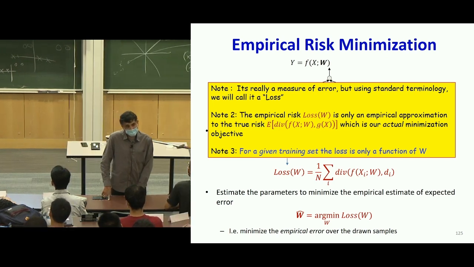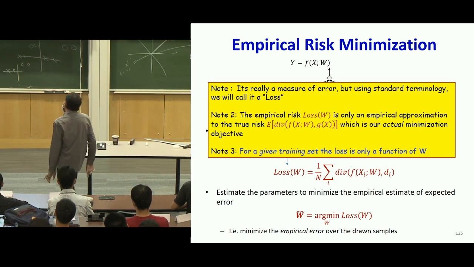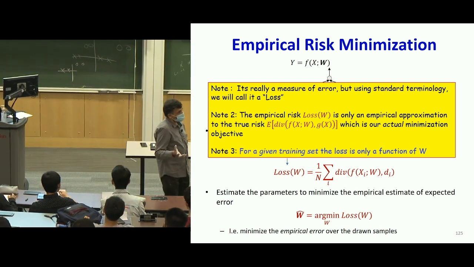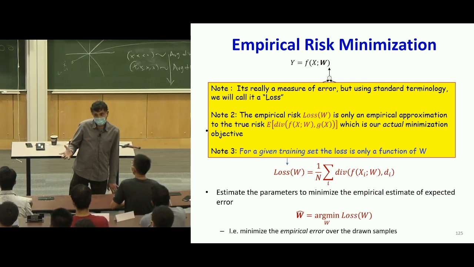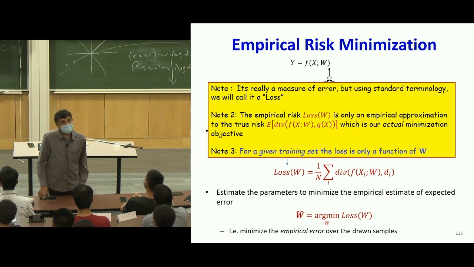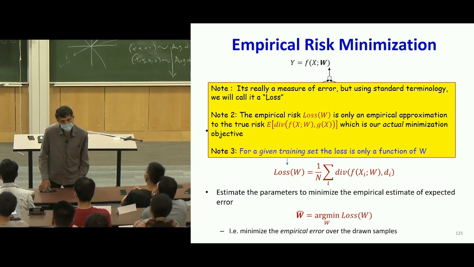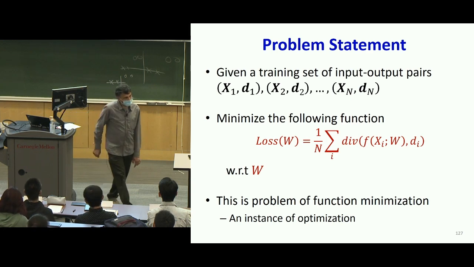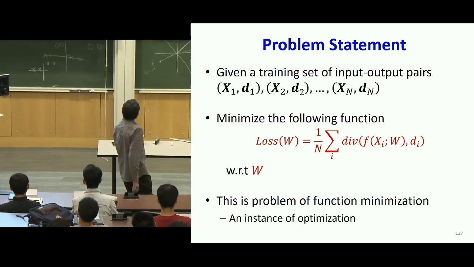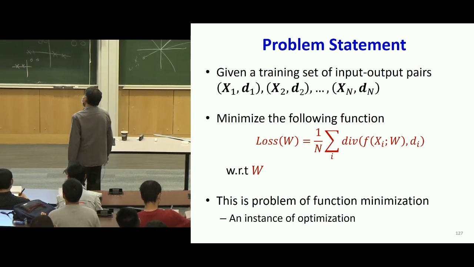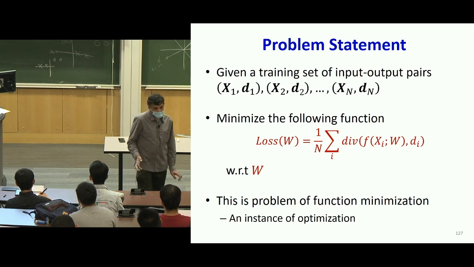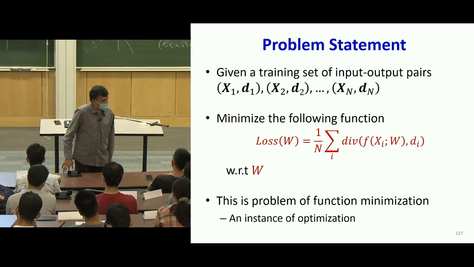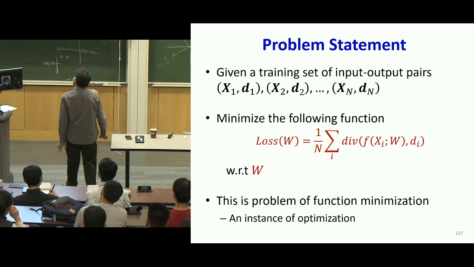Now, for a given training data set, observe that once I give you the data set, the X's are given, the D's are given. What is the one thing that remains that's not known? The weights, the parameters, right? So given a data set, the loss is a function of only the parameters of the network. And so we're going to minimize the loss, which is a function of the parameters of the network. Here is our final problem statement for training a network. You're given a collection of training input-output pairs. We define our loss, which is the average divergence between the true and the actual outputs of the network computed over all the training samples. And then we try to minimize this with respect to W.